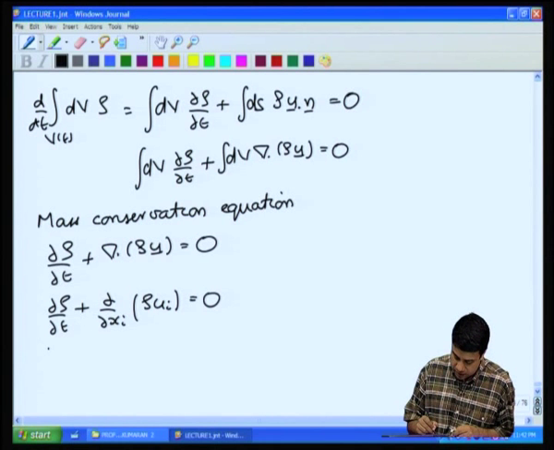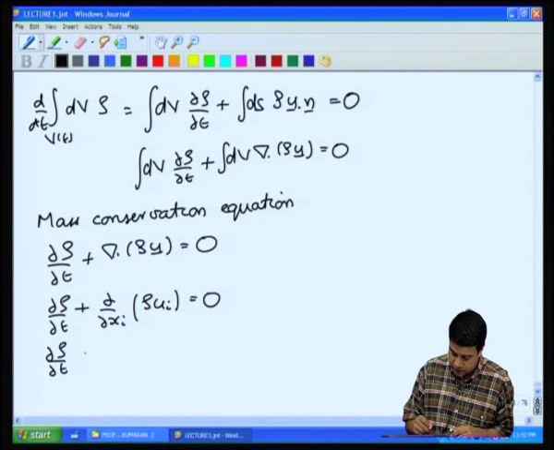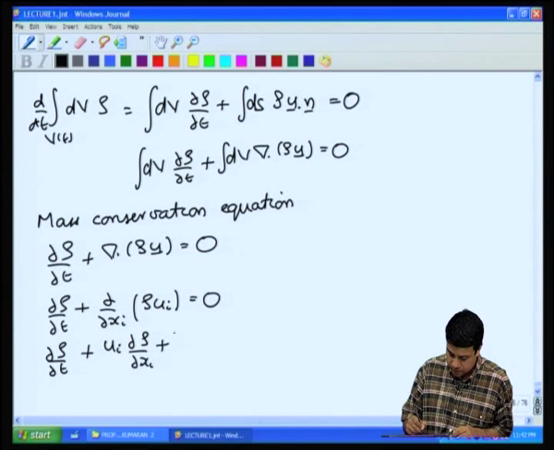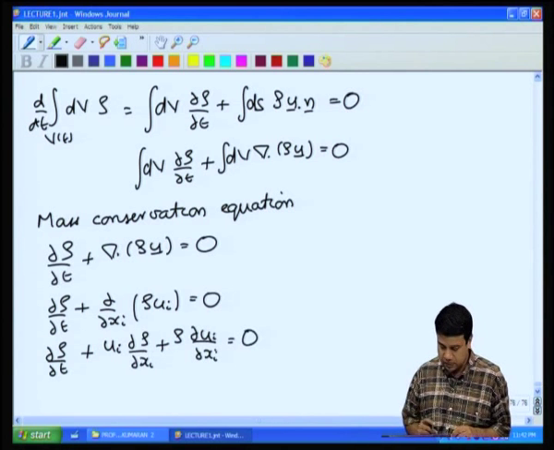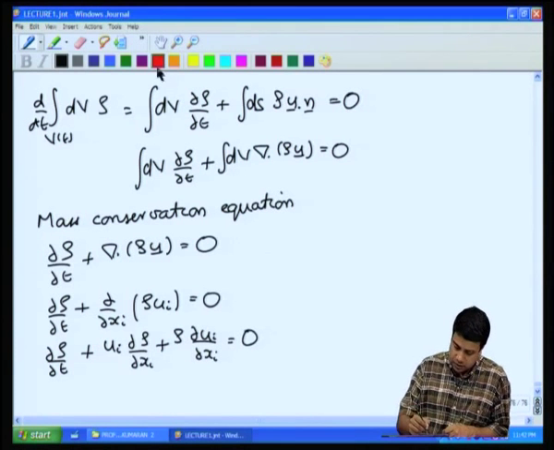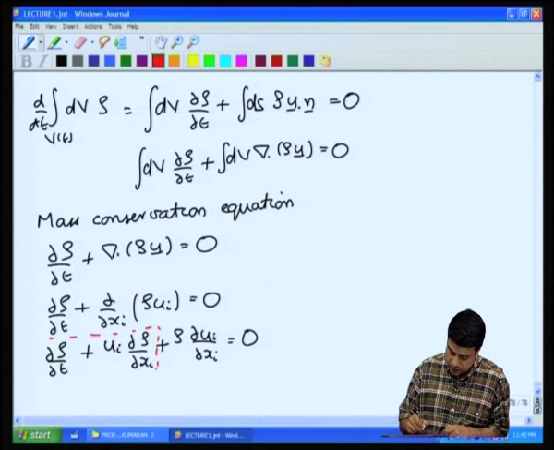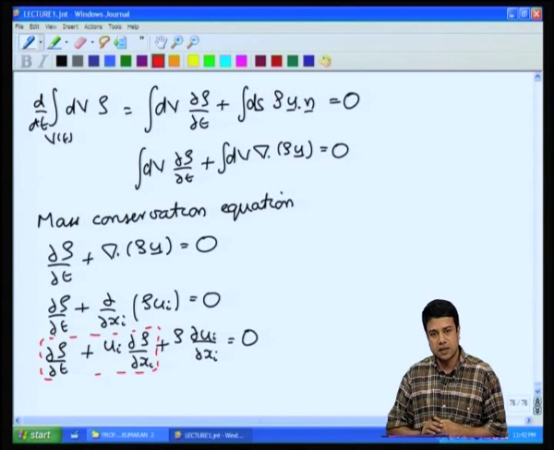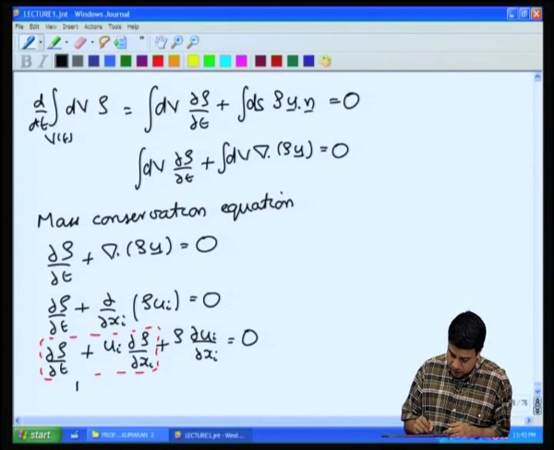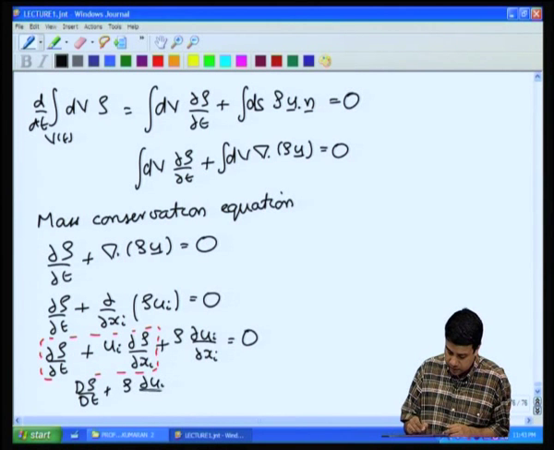I can also write it using differentiation by chain rule, and you can identify these first two terms as the substantial derivative. These first two terms are identical to the substantial derivative. So, I can also write this as d rho by dt plus rho partial u_i by partial x_i is equal to 0.